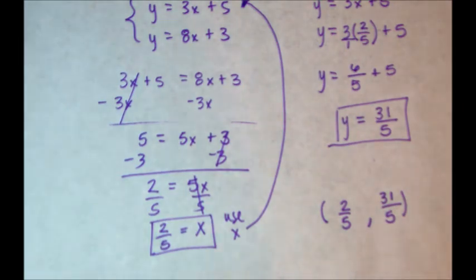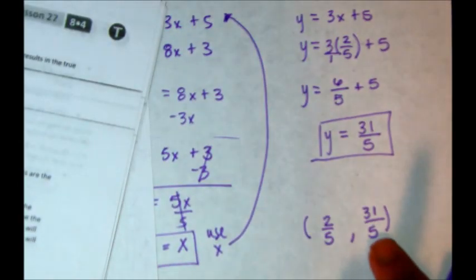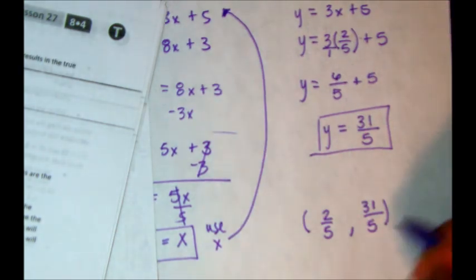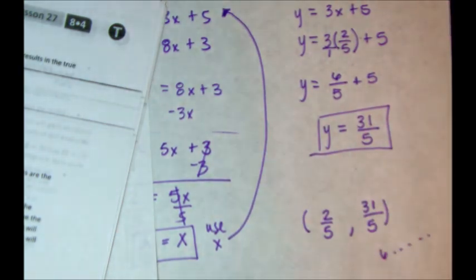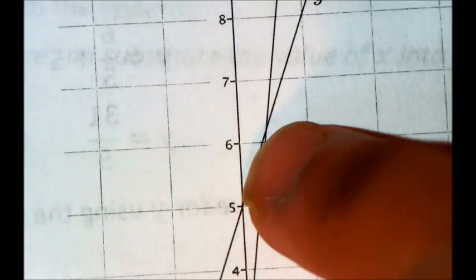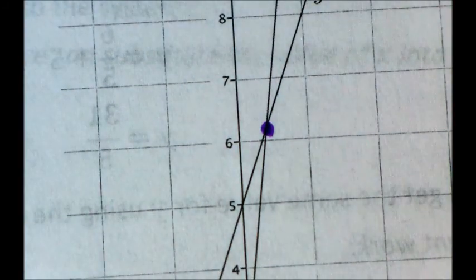Let's compare that to our graph. My y is 31 over 5. How many 5s could go into 31? About 6 and some change. What's the y value? Compare our y value to my y coordinate on the graph. Does it look like my y value at this point would be 6 and some change?